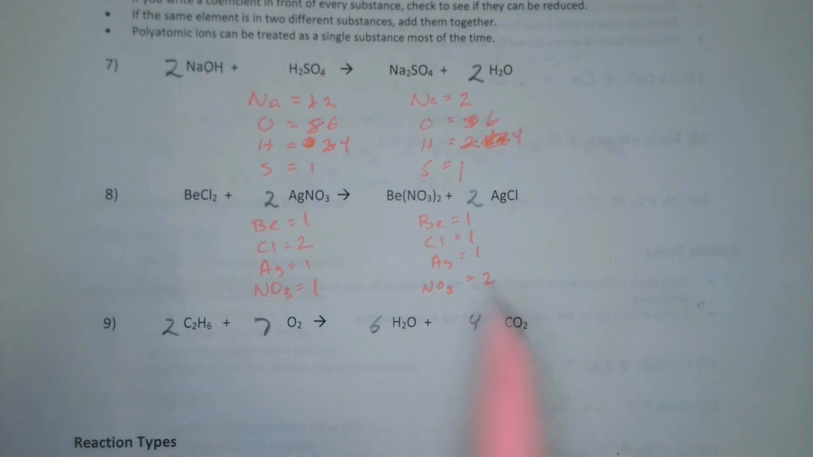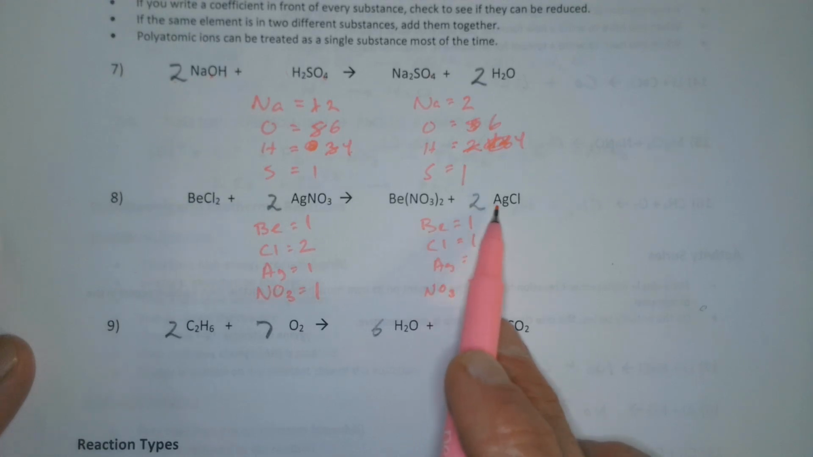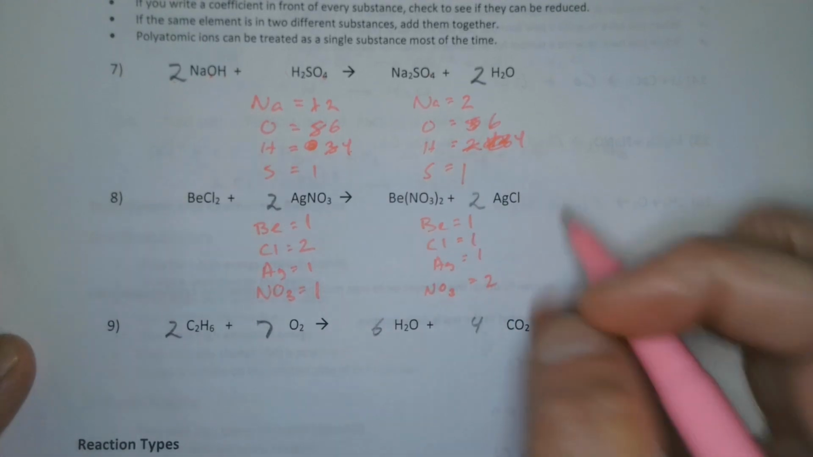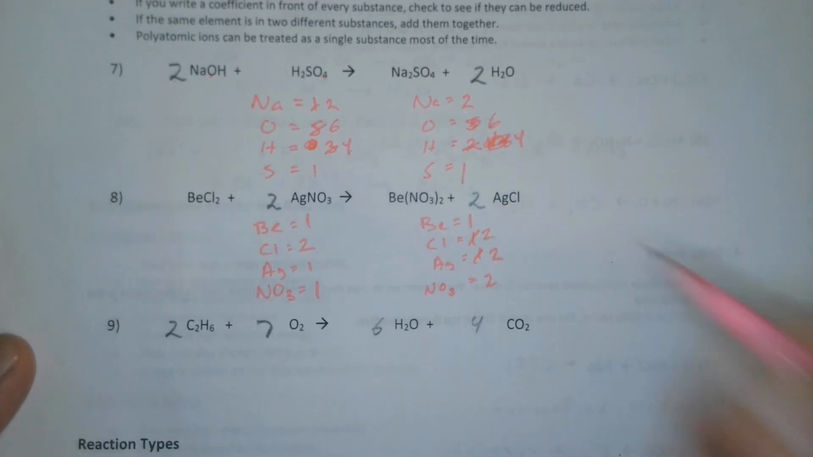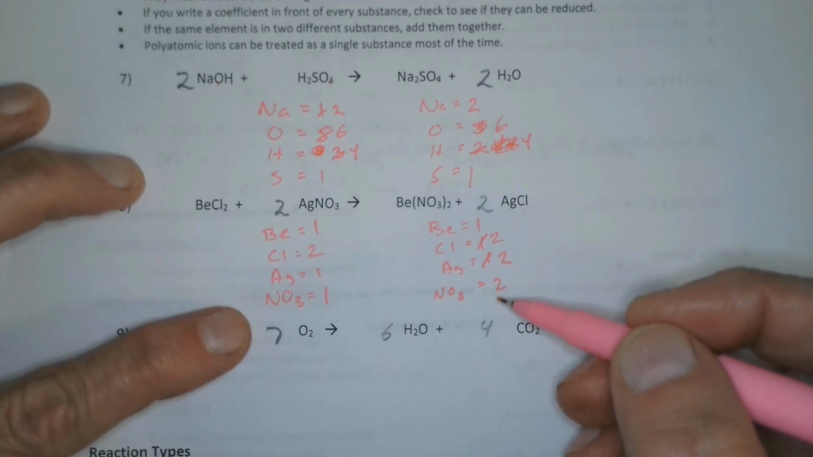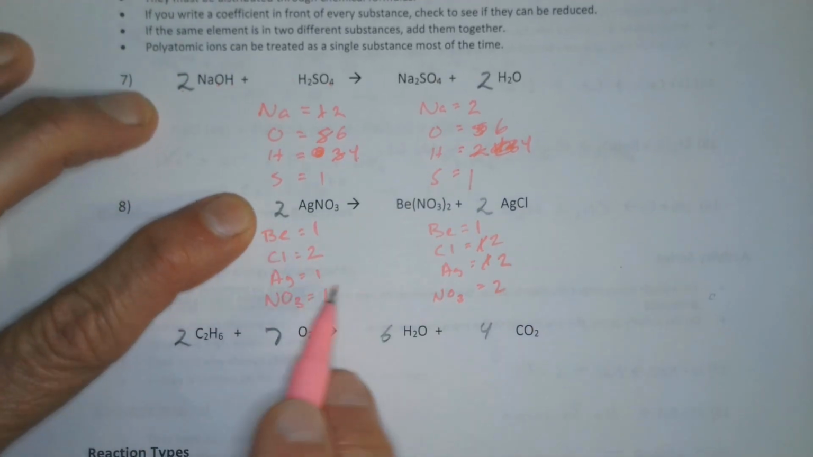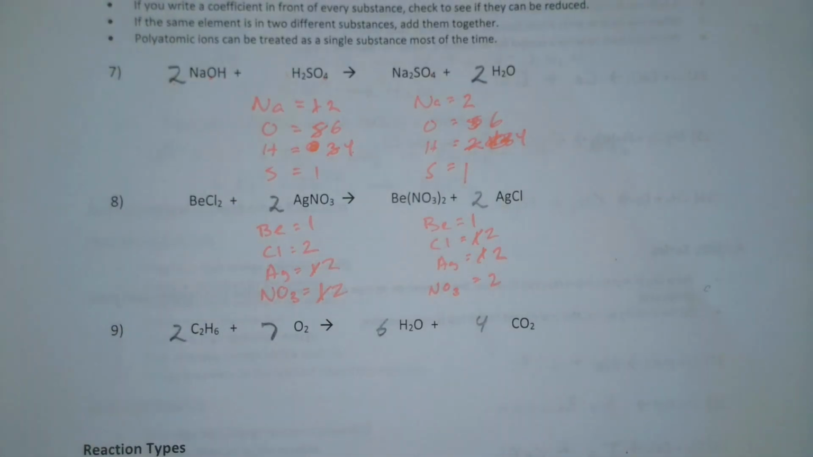Doesn't matter where I start. I can start by fixing the chlorines by sticking that 2 there. That will also change the silvers. So I'll have 2 of those, as well as the 2 chlorines I need. And then I can fix both the silver and the nitrate by sticking the 2 there and doubling these up so that my equation is balanced. That's a little easier one.